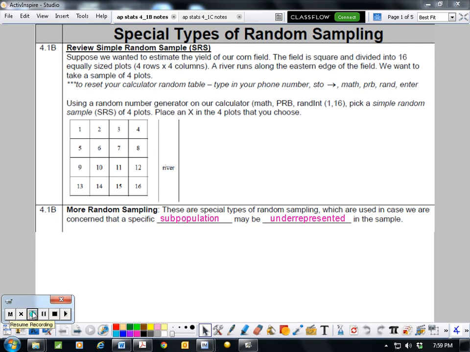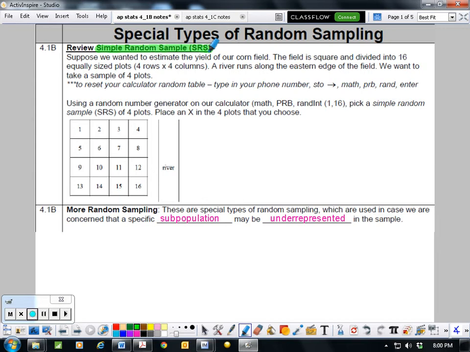Okay, so we're going to review our simple random sample, and then we're going to talk about two very special types of random sampling. With our simple random sample, we're going to talk about how we can use our calculator to help us pick a random sample for us.